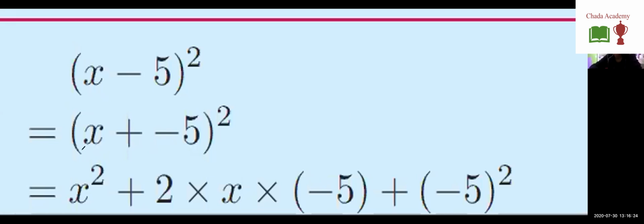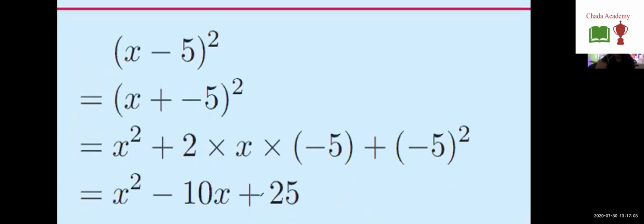Then plus, it's the formula, a2 plus 2ab plus b2. Plus b2, minus 5 power 2. The power is even, 2 is even, so the minus sign is gone. So it's plus 25, because minus 5 times minus 5 is plus 25. Minus times minus is plus. So your mistake is it's plus 25, not minus 25. And here you should write minus 10x, not plus minus 10. Just minus 10x.